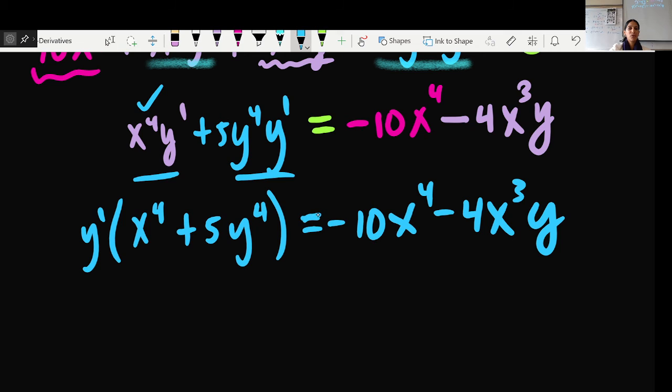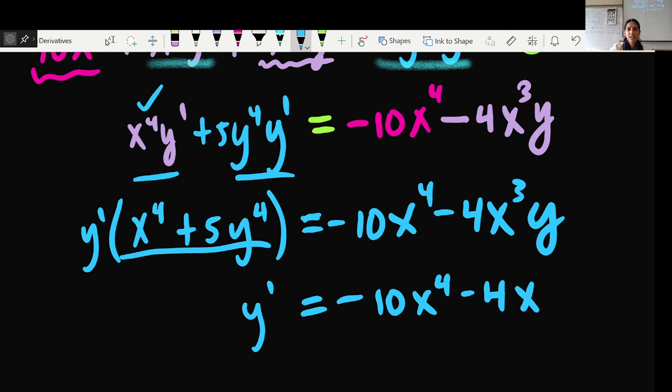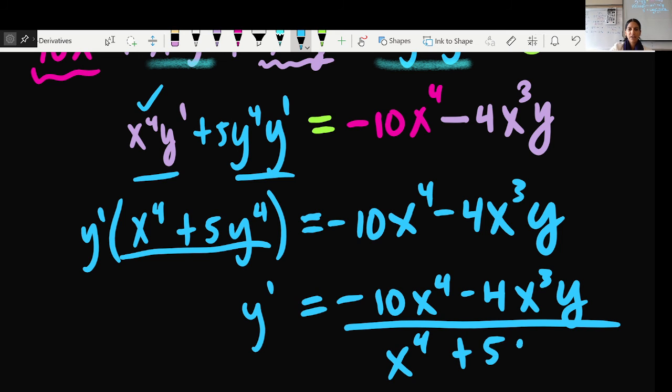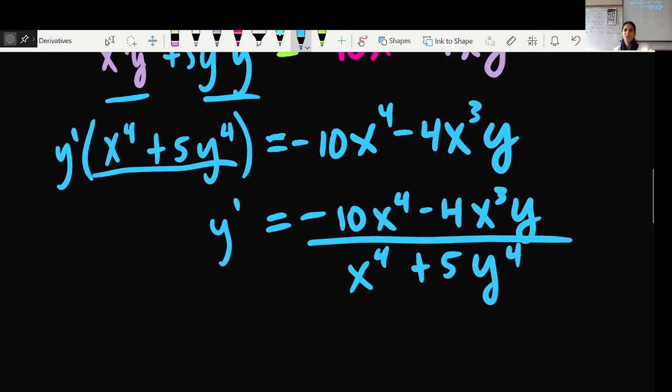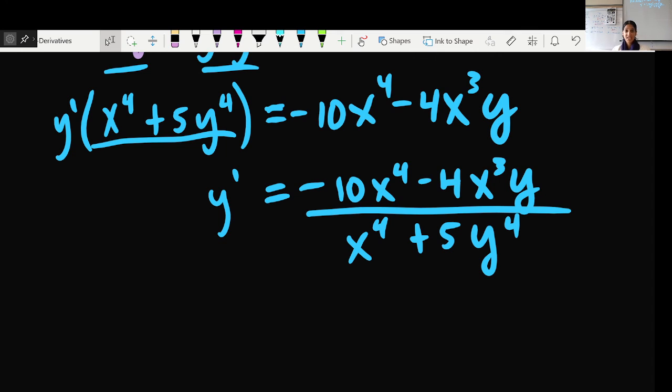Last step. My whole goal was to figure out what y prime is equal to. What do I need to do as my last move? Divide this out, right? Divide it on the other side, so I have y prime equals negative 10x to the 4 minus 4x cubed y all over x to the 4 plus 5y to the 4. I look at it and check, is there anything I could simplify, reduce, or is there any way to clean this up at all? Anything that can be factored? Basically anything I could do? No. So we're good with that?